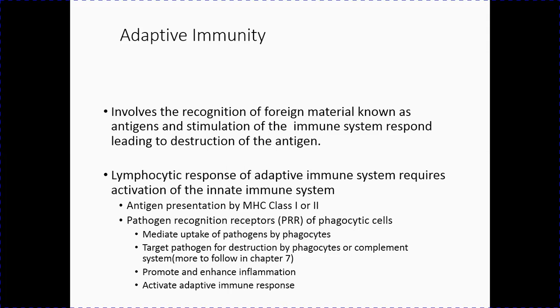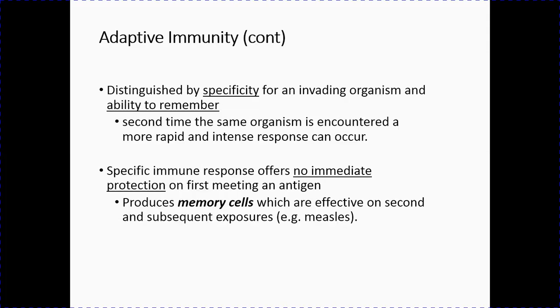We saw how we can enhance and promote inflammation through cytokine release and chemokine release. And then we can also activate the adaptive immune response. So the PRRs have a number of functionalities within the innate immune system that cross over to activating the adaptive immune system.